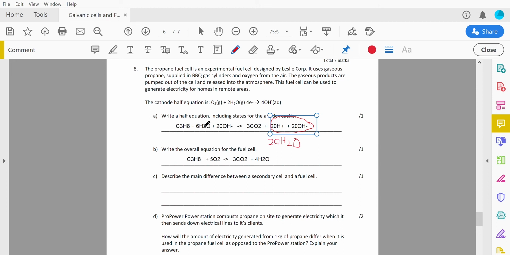And then over here, I've got 6 H2O. So again, that's going to knock out that 20 for me, and that's going to make that into 14. So I've got 14 H2O here. I've got this cancelling out here. I'm left with C3H8 plus 20 hydroxyl produces 3 carbon dioxide plus 14 water.